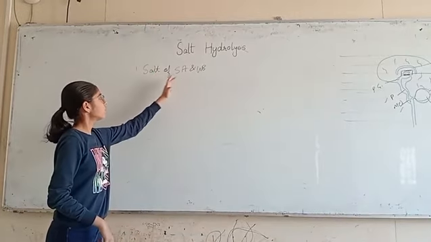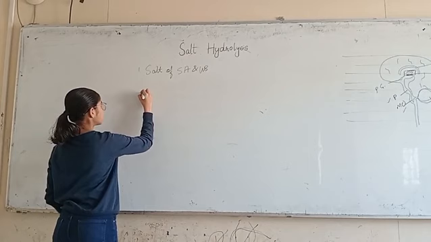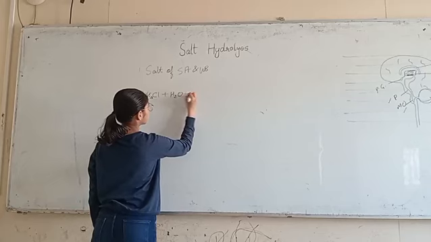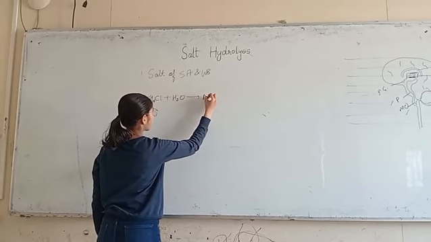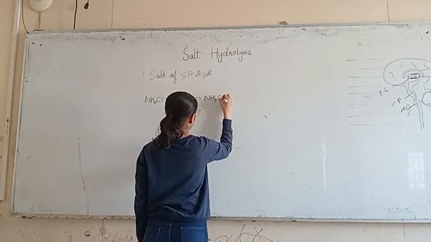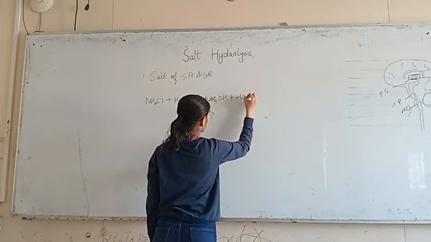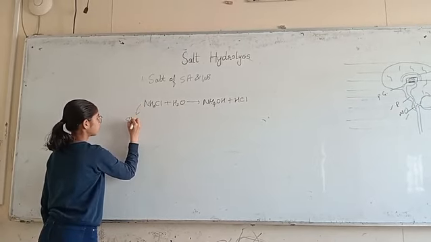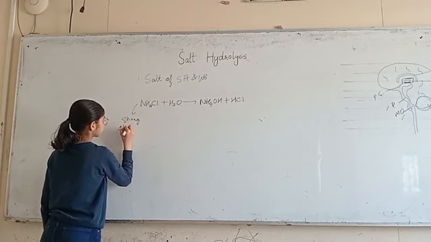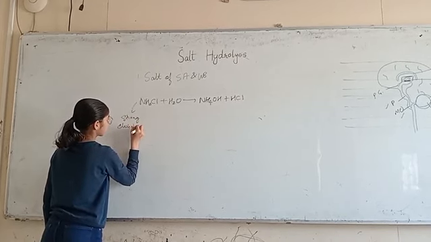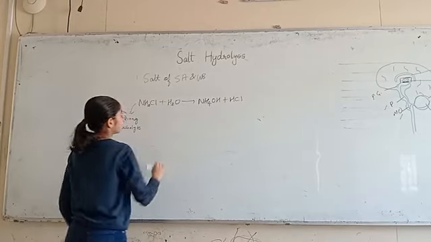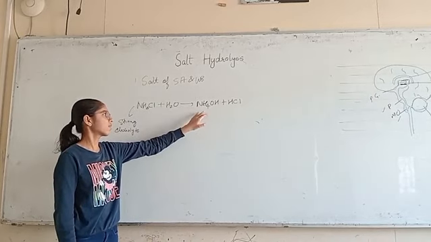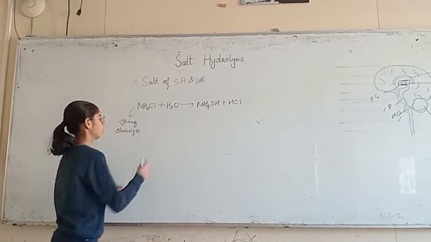Now we'll learn about salt of strong acid and weak base. The best example of this is NH4Cl. Here NH4Cl acts as a strong electrolyte. HCl is also acting as a strong electrolyte, whereas NH4OH acts as a weak electrolyte as well as H2O.